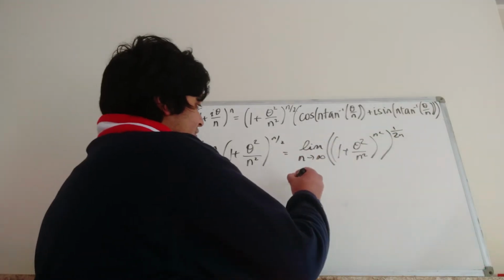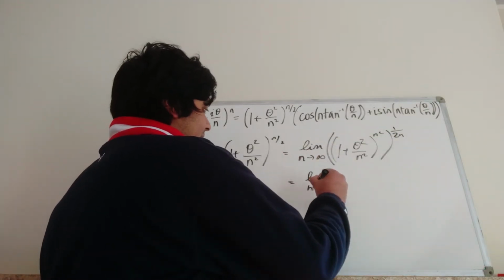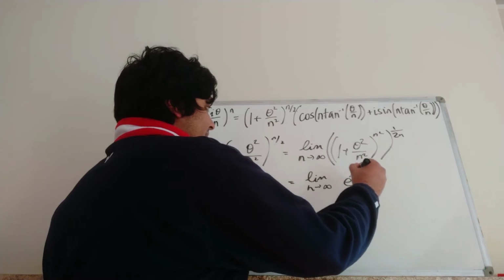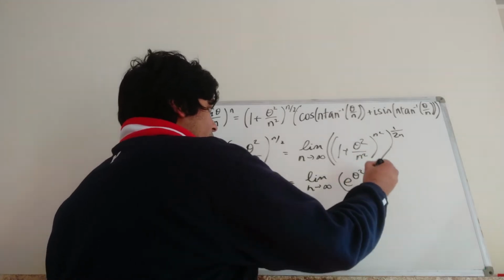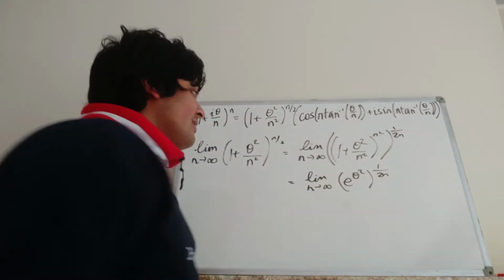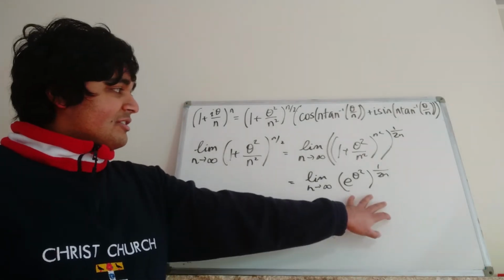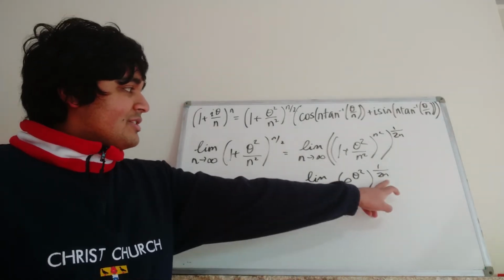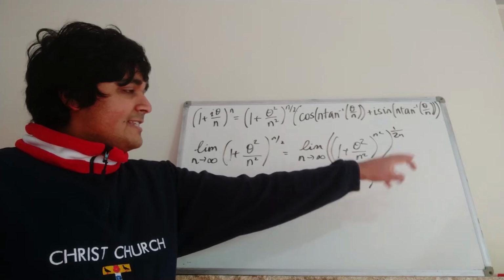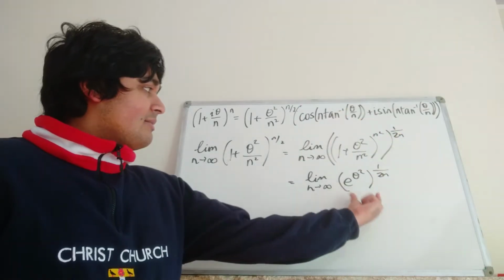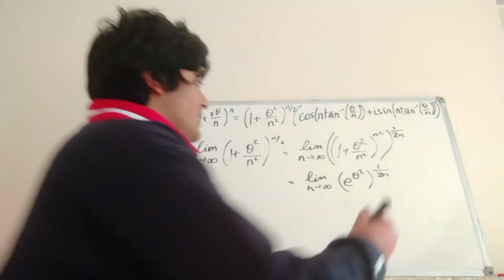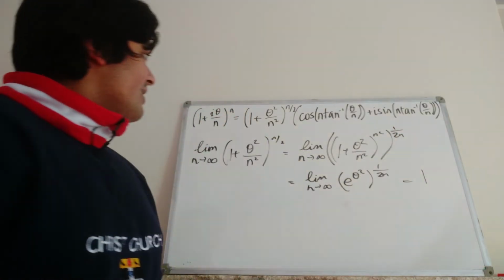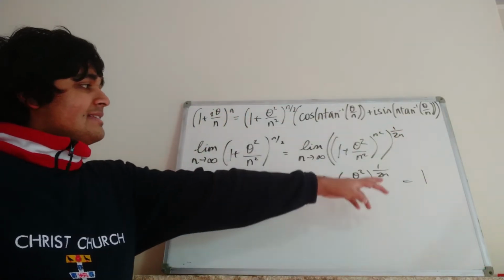So this is just the limit as n goes to infinity of e to the theta squared, then to the power of 1 over 2n. But of course this is just a constant, and then we're raising it to something which is going to 1 over infinity, so that's going to 0. So this is just some constant raised to the power of 0, which is just 1. Okay, so this magnitude term tends to 1.